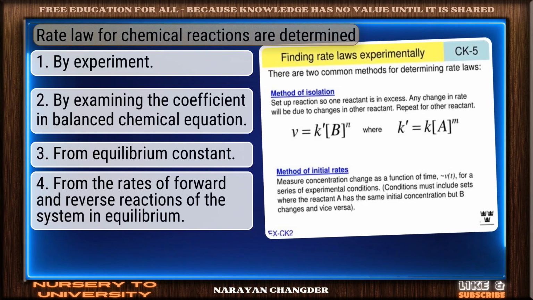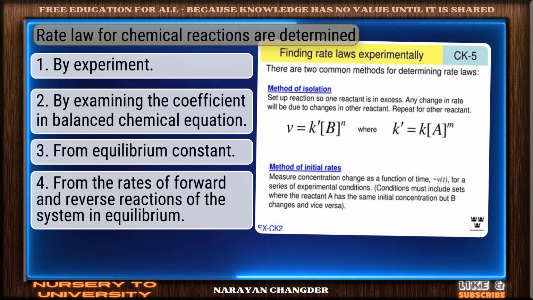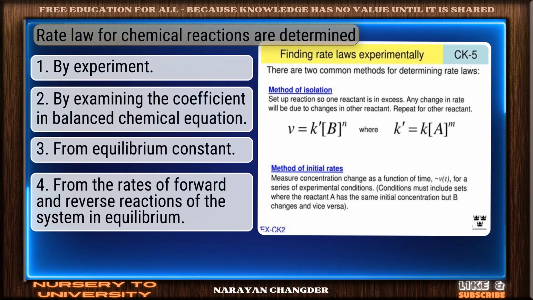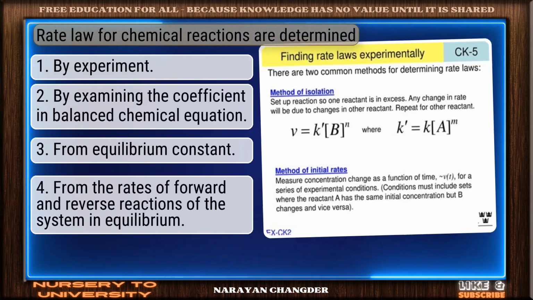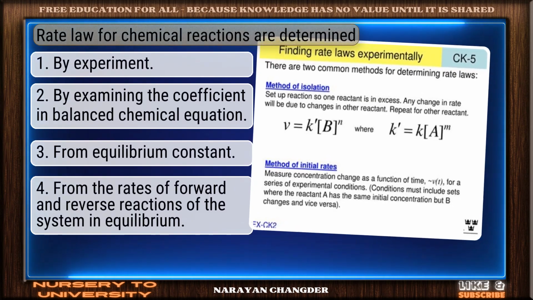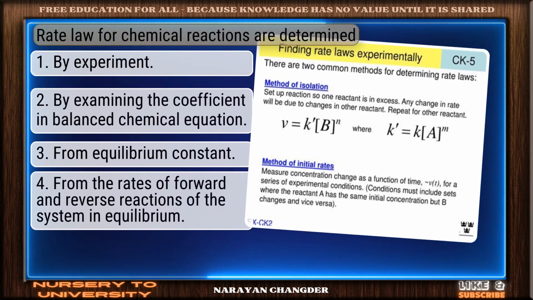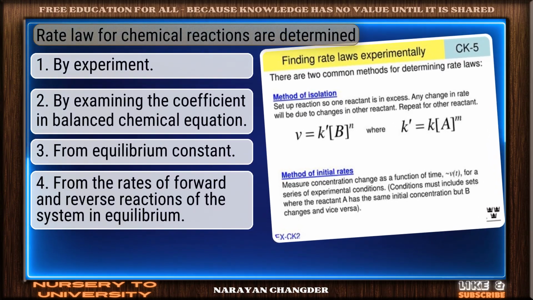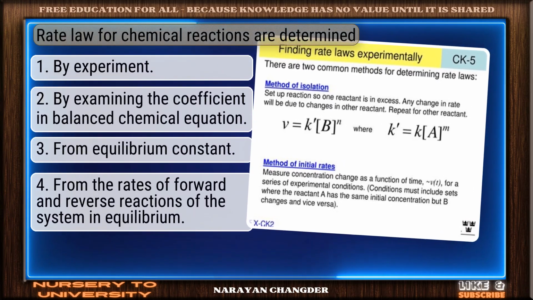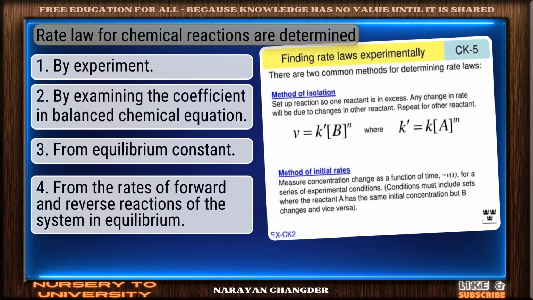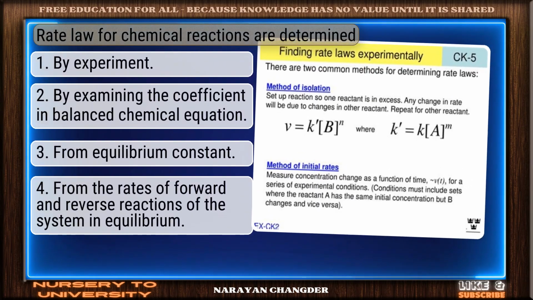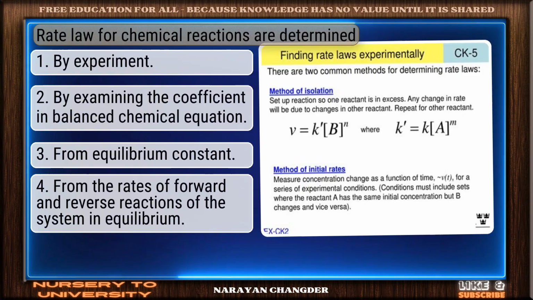Can you solve all these chemical kinetics questions? Rate law for chemical reactions are determined. Option 1, by experiment. Option 2, by examining the coefficient in balanced chemical equation. Option 3, from equilibrium constant. Option 4, from the rates of forward and reverse reactions of the system in equilibrium.